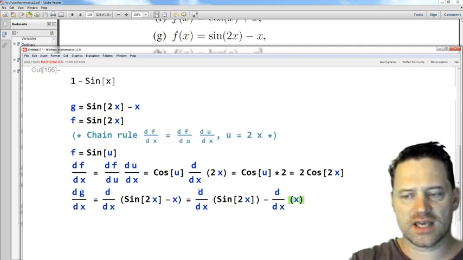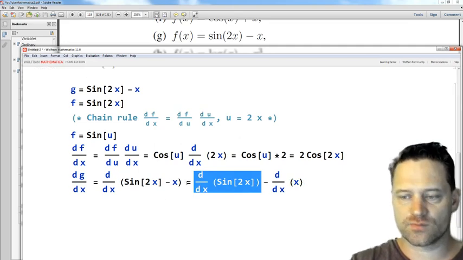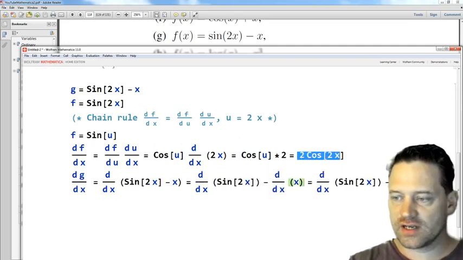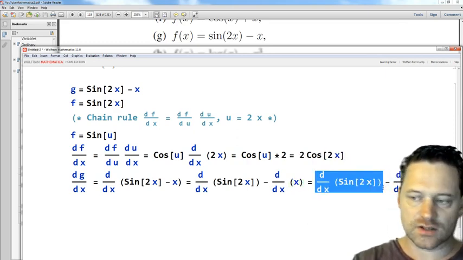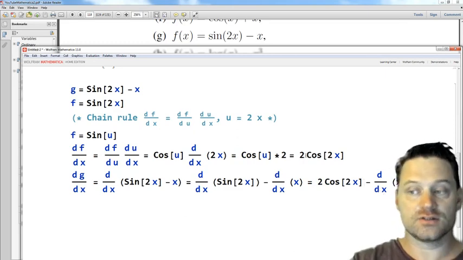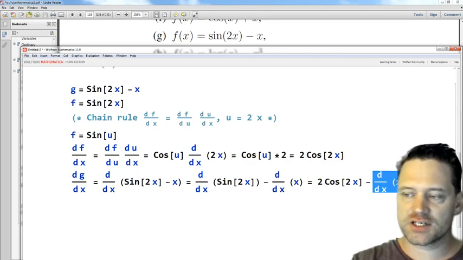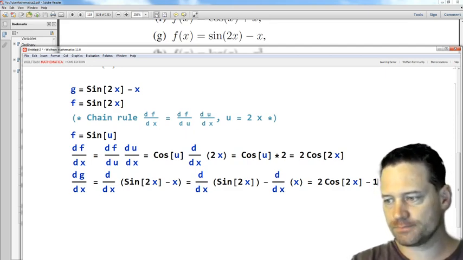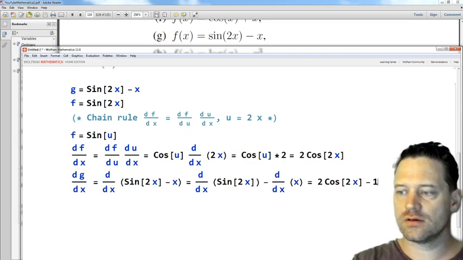Now notice that we have already calculated this one, right? So let's replace that. Now that derivative was 2x from the above calculation. So 2 cos of 2x, that's what we got. Now we have to differentiate x with respect to x. That's easy. It's just 1. So 1. And let's reiterate what we found.